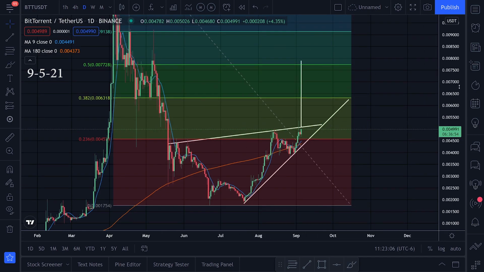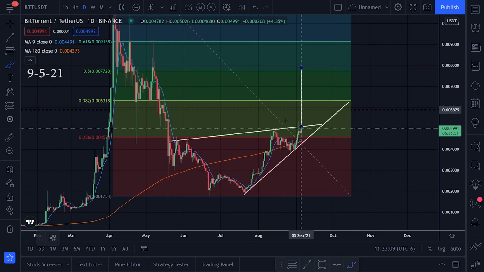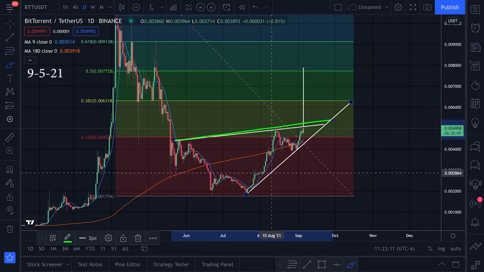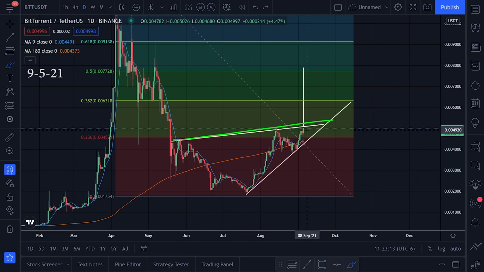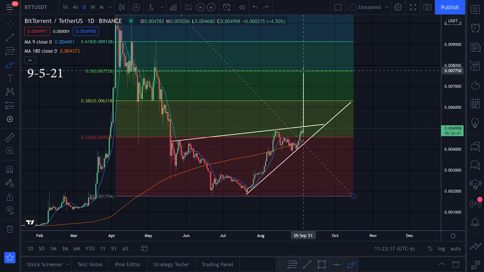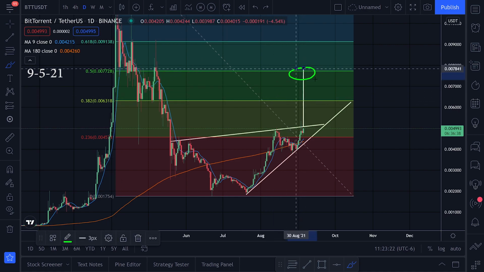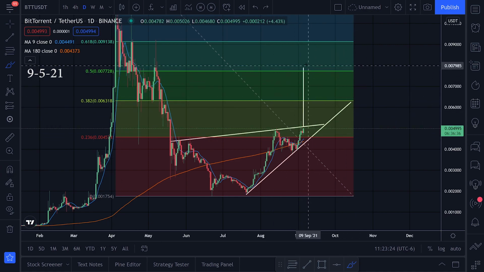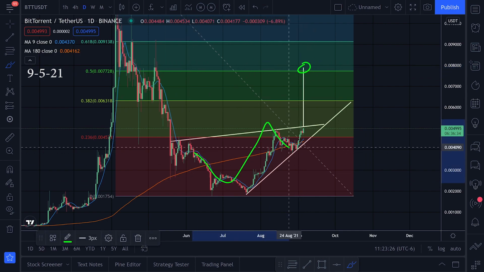Alright, so yeah, with BitTorrent, I would say we're watching this resistance line right here, and then we're watching the support line right here. It looks like we're testing the resistance going to the upside right now, and I wouldn't be surprised if we get to this 0.007728, the 50% level on the Fibonacci. Also, it's a target on this triangle pattern, something like that.